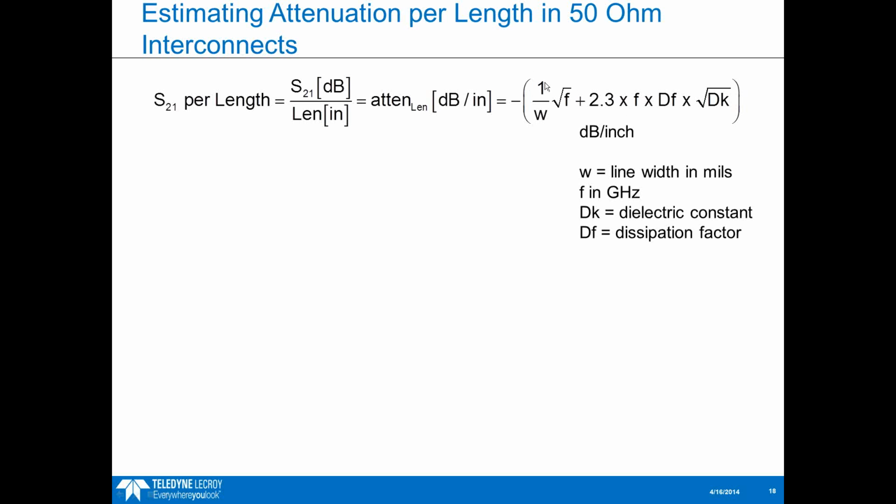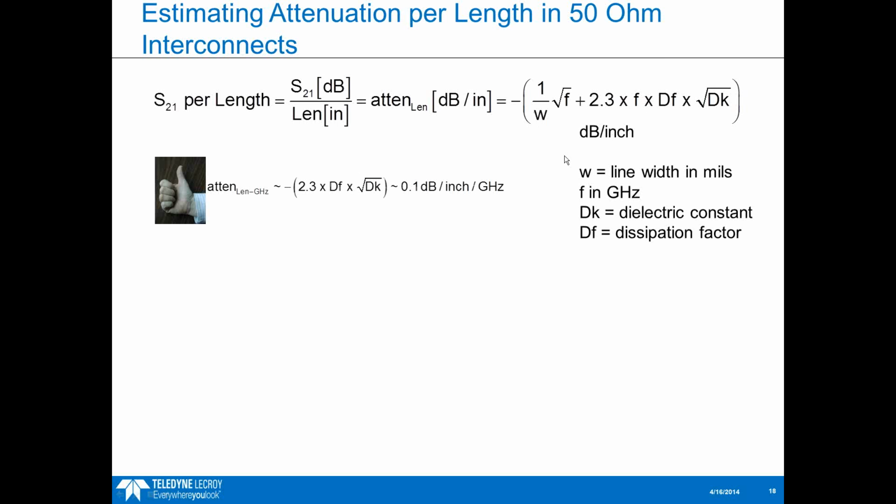And this is given, you have 1 over the width of the line times the square root of the frequency plus, some integer, so 2.3 times the frequency times the dissipation factor times square root of the dielectric constant. So you can use this as an estimate to calculate the loss in dB per inch.